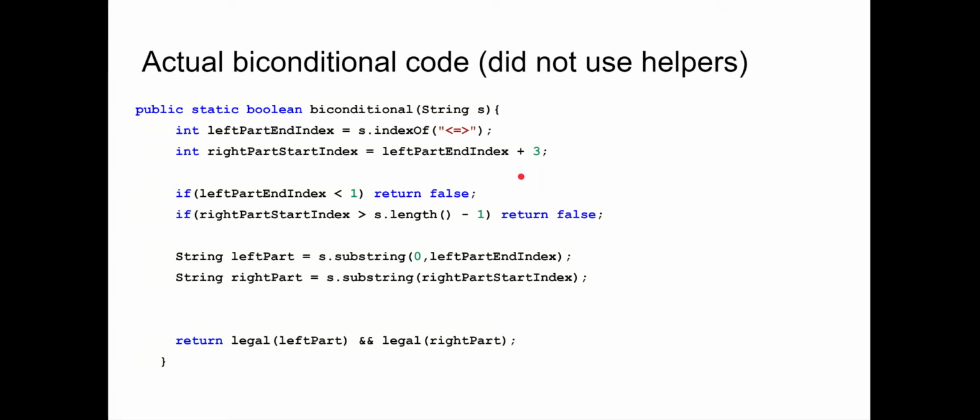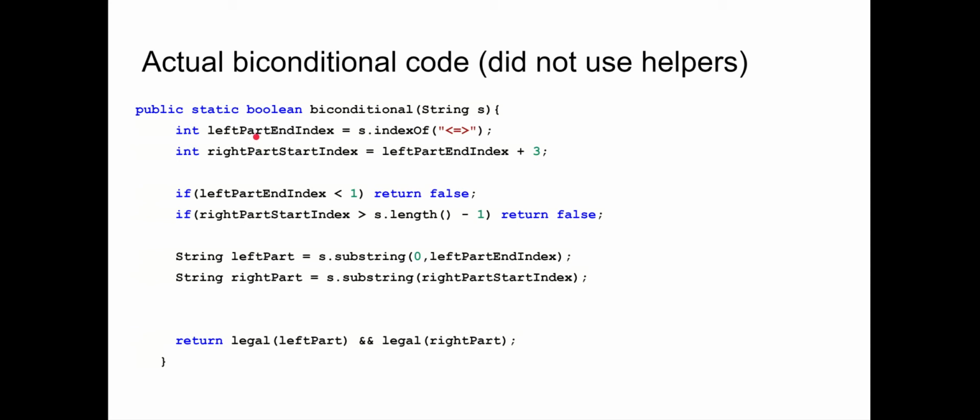Here we have the actual biconditional code. Let's just read off what happens in it. The first thing we do is determine what's called the left part end index. There's another method, which we haven't talked about yet, that detects where a particular string is in another string. So if we have this biconditional somewhere in our sentence, then the left part index will indicate where it is. It gives the number, the offset into the string of where that is located. And then, of course, 3 spaces further to the right will be where the rest of the logical sentence is.